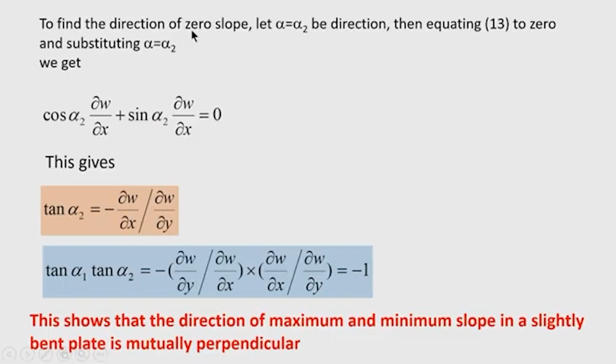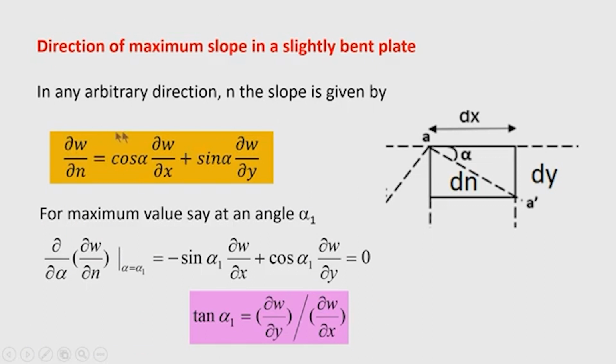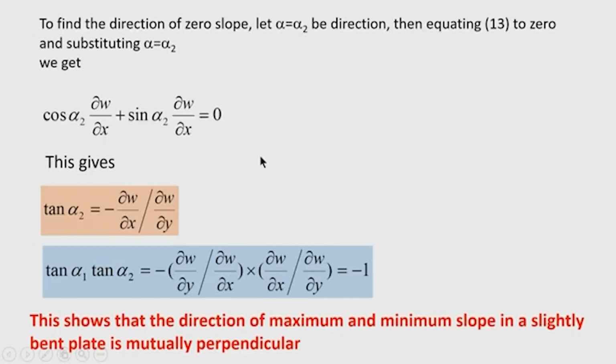For finding the 0 slope, let alpha be equal to alpha 2 and then equate the original expression of the slope. This is the expression of the slope in any arbitrary direction. We equate this expression to 0. So, if this direction is alpha 2, then we can find tan alpha 2 equal to minus del w by del x divided by del w by del y. So, at a particular angle, say alpha equal to alpha 2, the slope value is 0.